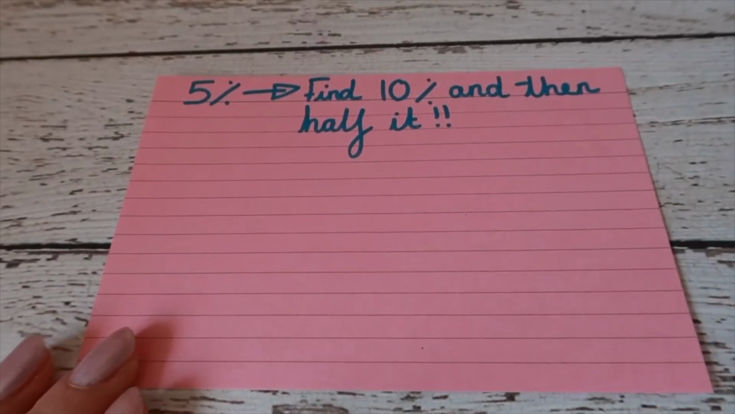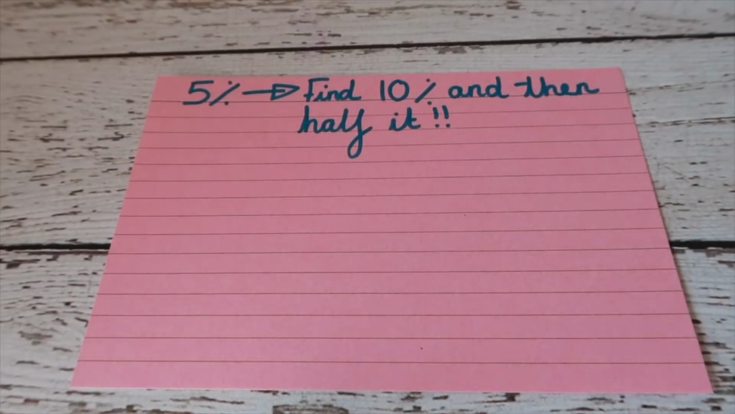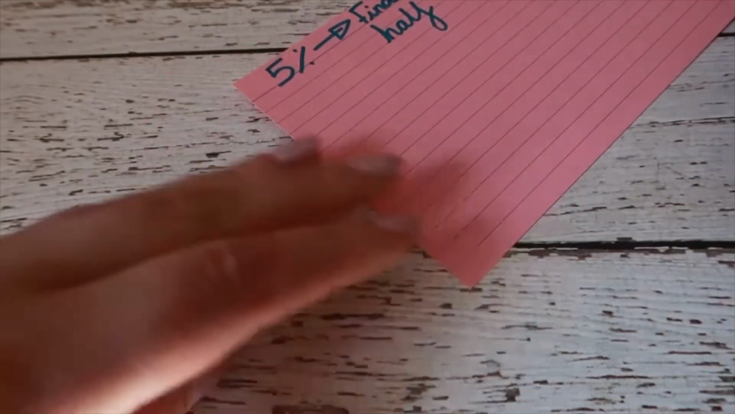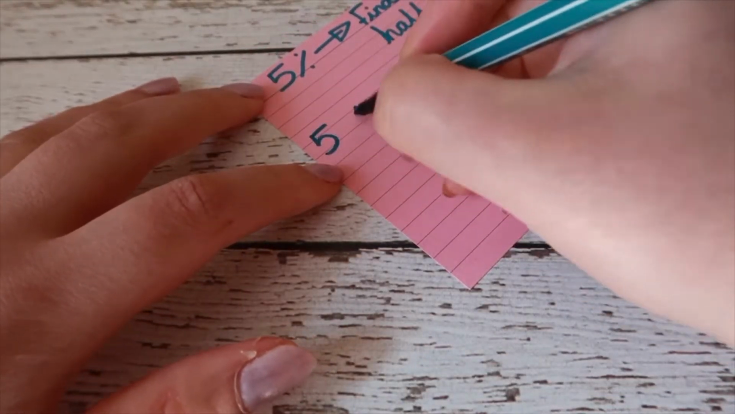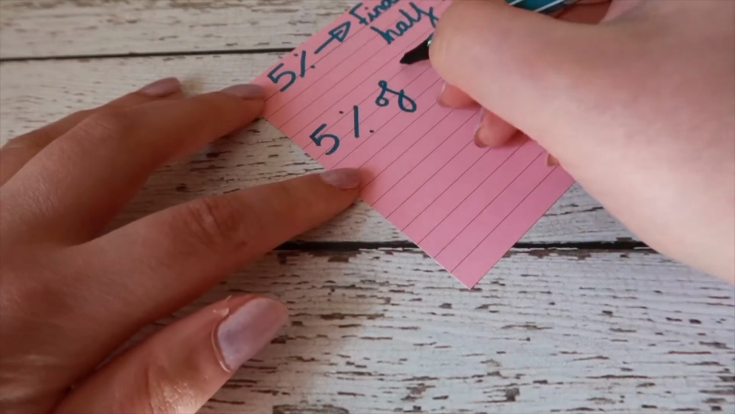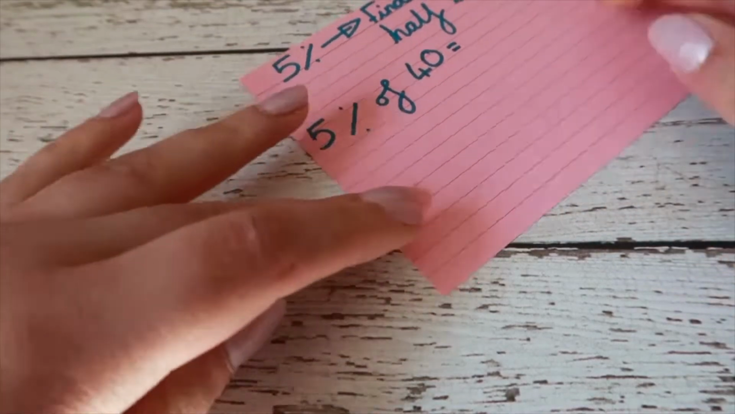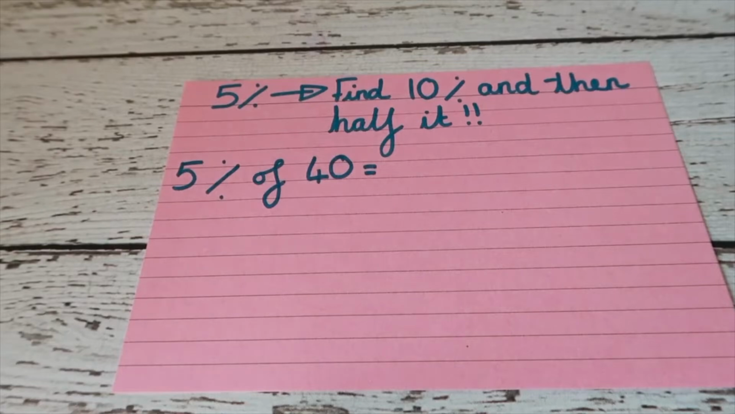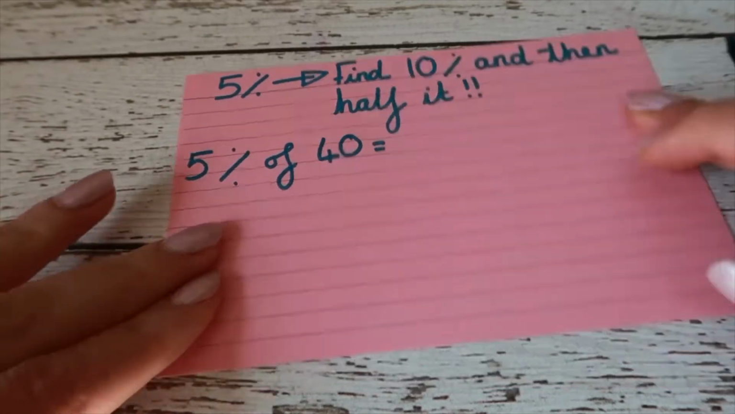Okay, now let's have a look at what 5% is. So to find 5% of a number, you know how to find 10%. So find 10% and then just half it, because 5 is half of 10. Okay, let's take a look at some examples. So for question 1, find 5% of 40. Let's do this in two steps.